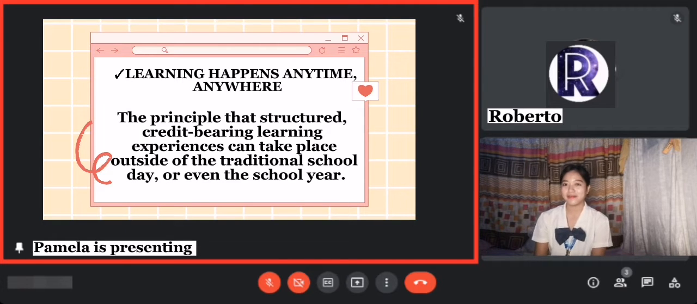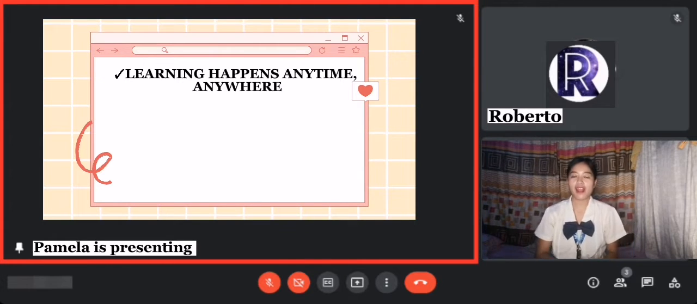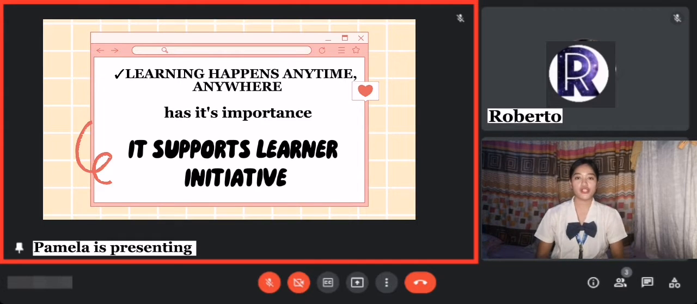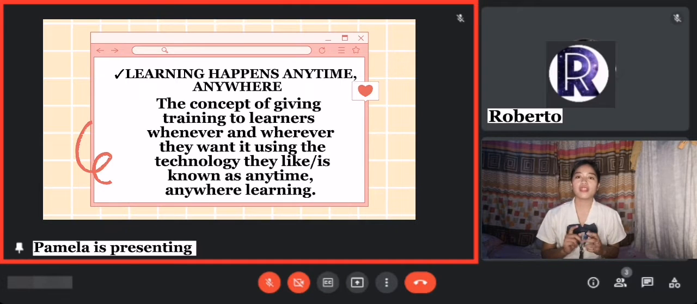and outside. Learning happens anytime, anywhere has its importance. What we call it supports learner initiative. The concept of giving training to learners whenever and wherever they want it using the technology they like is known as anytime, anywhere learning. For instance, mobile learning, which may be delivered on desktops, laptops, tablets, and smartphones, are the most prevalent delivery technology for this training approach.